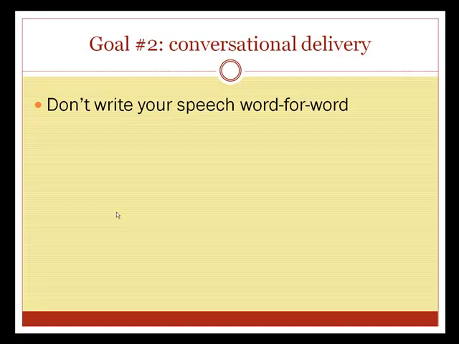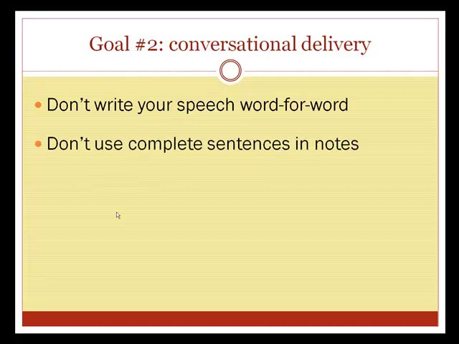Or maybe I wanted to talk about my favorite movie, The Godfather, and I might write The Godfather down just so I remember to talk about that movie when I talk about my favorites. So just brief information to remind you of what you wanted to say. You don't have to have complete sentences or a lot of detail. Which leads me to the next one. It's okay to have a complete sentence here and there, but for the most part, just avoid them because, again, you don't want to read it out loud.